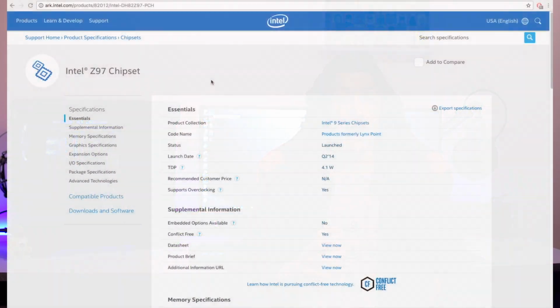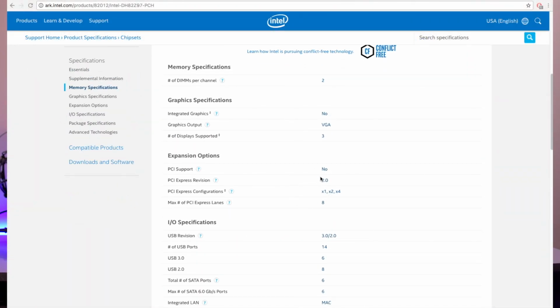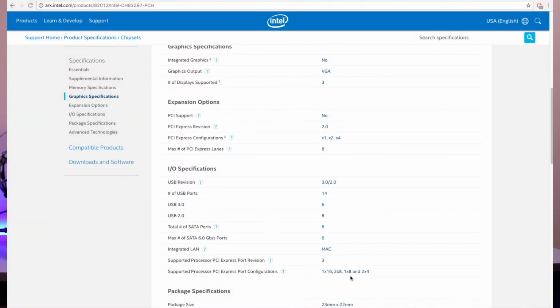But now of course the M.2 drive needs some lanes, and this is where it gets really confusing. My motherboard is a Z97 chipset which uses a PCH, or a platform controller hub, and this adds some more lanes. Looking at the Intel chipset page, under the expansion options you can see the lanes that the PCH adds, and under the I/O specifications you'll see what the CPU has.